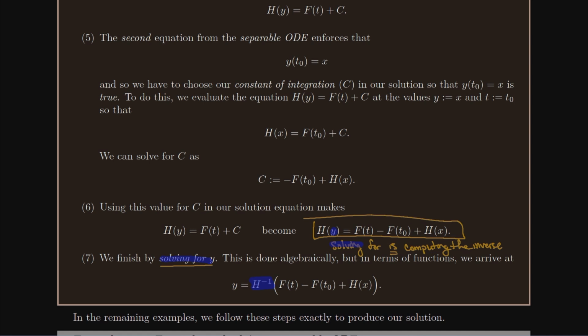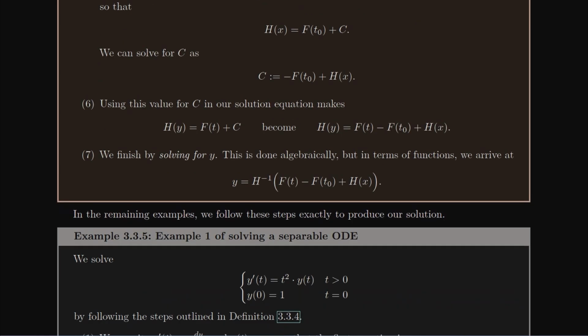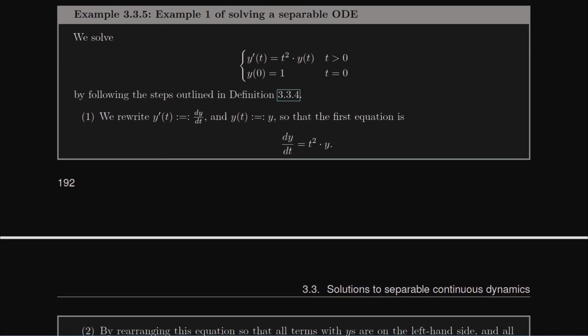So that's how you get to the solution formula using a step-by-step process. And we're just going to go through that step-by-step process now in all of our examples. And it's going to make a lot of sense when we actually do the examples, I promise. So here's our first example. We're just going to look at the separable ODE. y prime is equal to t squared times y, and its initial value is 1 at the initial time 0.